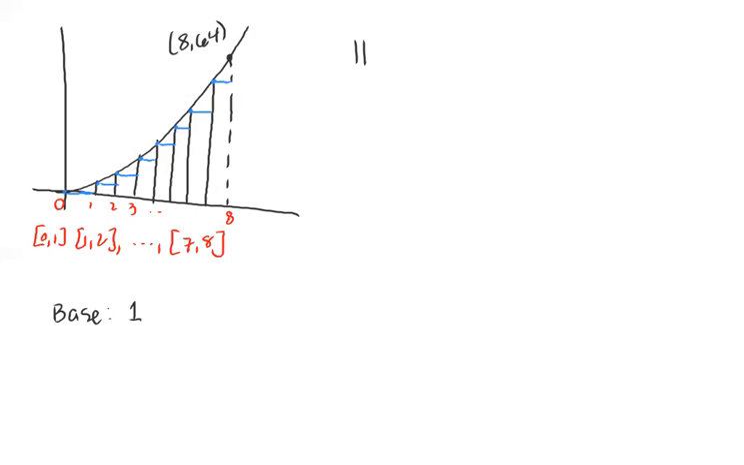The height of each rectangle is, well, I'm calculating the function value at the left endpoints. So the height of each rectangle, I can calculate using the left endpoint of this interval for the first rectangle, left endpoint of this interval for the second rectangle, etc.